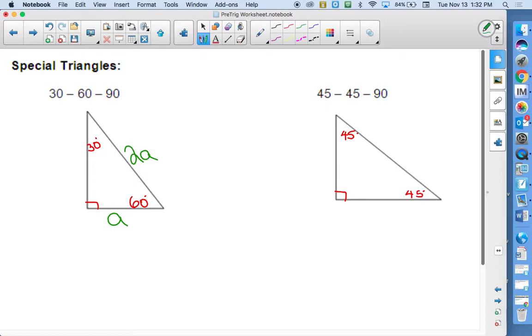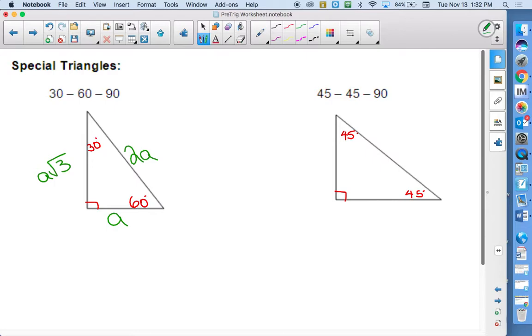Chelsea? Isn't it the square root of n? You're so close. There is a square root in it. So it's A times the square root of 3. So you're taking that base, you're multiplying it by the square root of 3 to get the other leg of the triangle.